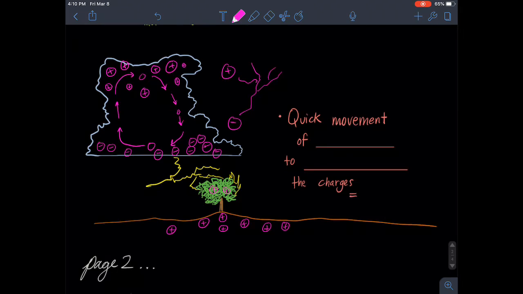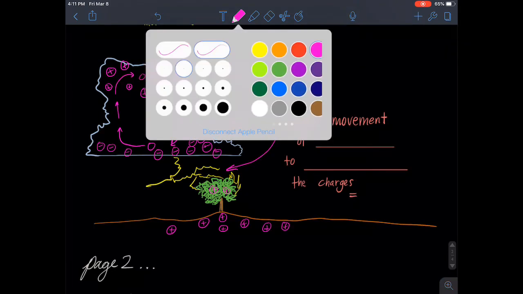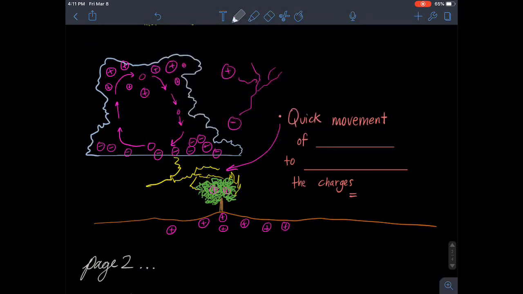So if we look at this lightning here, it is showing the quick movement of electrons to equalize the charges. Like I said, if it's overall negative, it wants to get rid of some of that negative charge and it jumps there to that positive. So we call this static discharge. So we have that zap, lightning happen. We call this static discharge. Some people call it lightning.